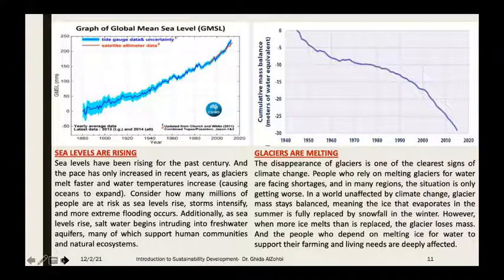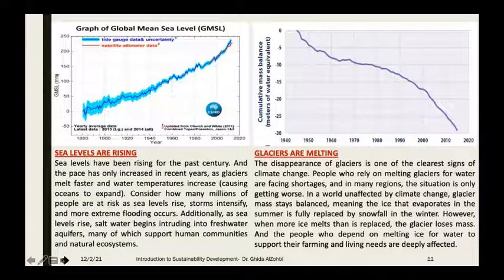And as you know, when the water temperature increases, the water of the ocean expands, and it takes more space or more volume. Consider how many millions of people are at risk as sea level rises, storms intensify, and more extreme flooding occurs. Additionally, as sea levels rise, salt water begins to intrude into freshwater aquifers, many of which support human communities and natural ecosystems.